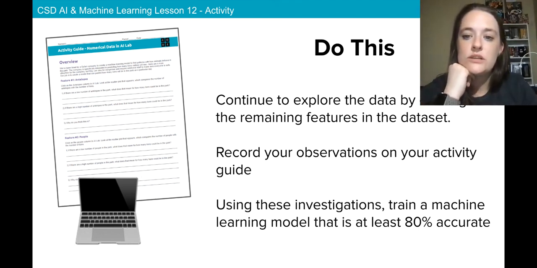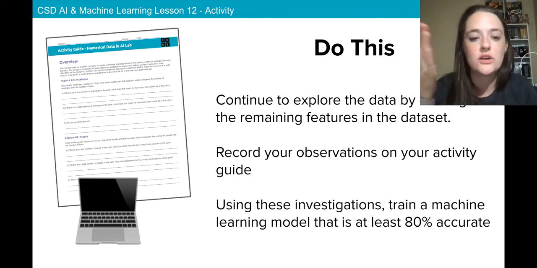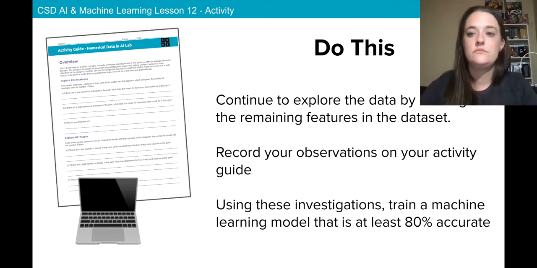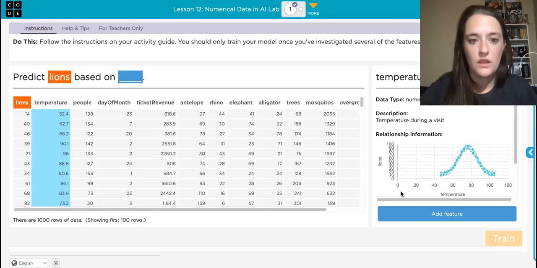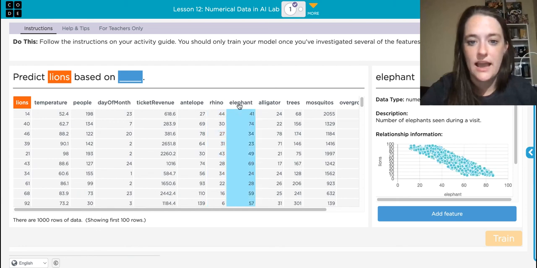continue to explore the data by clicking on the remaining features in the data set. Record your observations on your activity guide, and using these investigations, train a machine learning model that is at least 80% accurate. So we're going to be over here. Train a model that is 80% accurate.